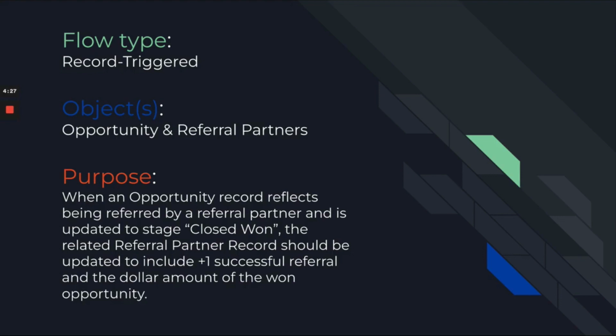When an opportunity record reflects being referred by a referral partner and is updated to stage closed won, the related referral partner record should be updated to include +1 successful referral and the dollar amount of the won opportunity.